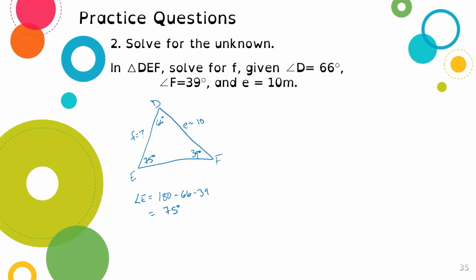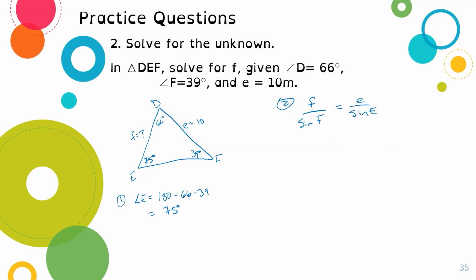So now I have an angle across from a side that I know, and I have an angle across from the side that I'm looking for. Great, I can use the sine law now. So that was little step one. Now step two, we're going to use the sine law. This time, because I'm looking for a side, I'm going to put it on the top. So F over sine F is equal to E over sine E.